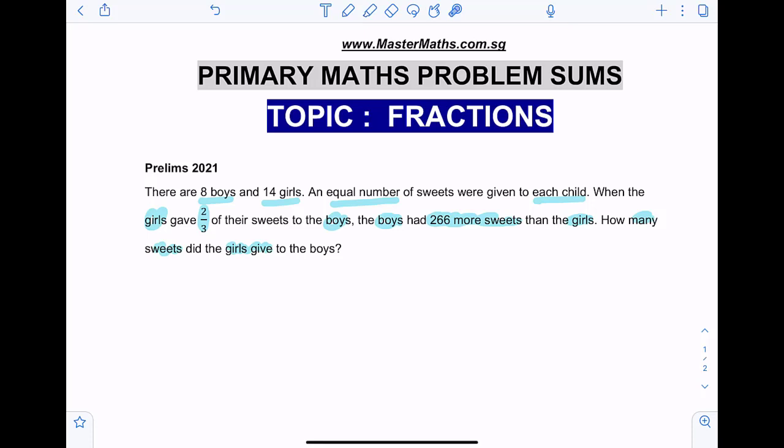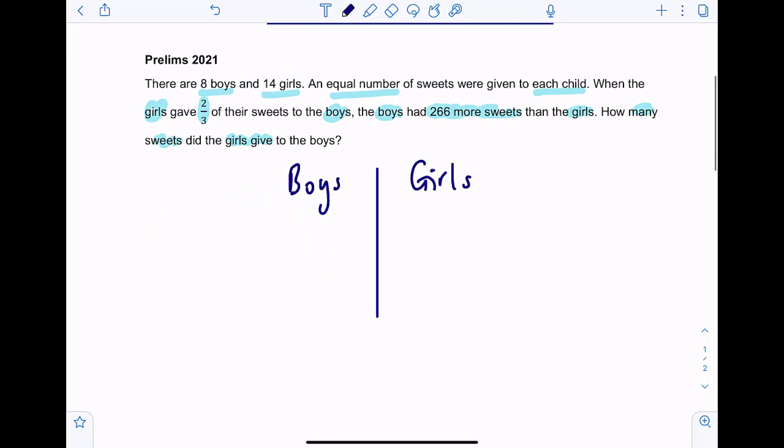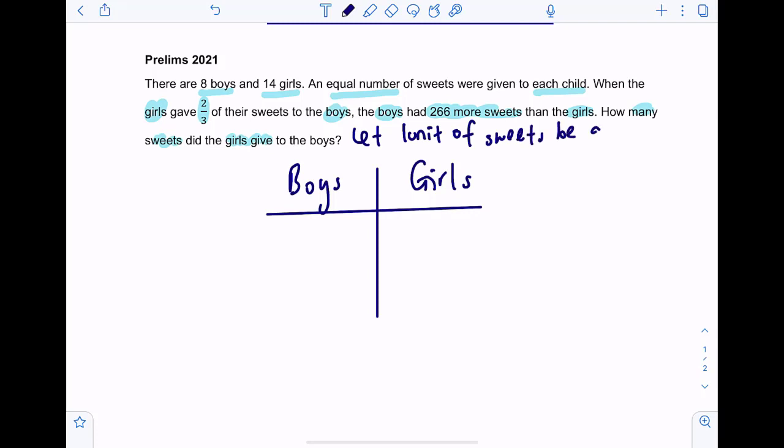Okay, now to do this question, we have to assign units to represent the number of sweets that each child received. So for the boys and for the girls, since there are 8 boys and 14 girls respectively, this means that we can let 1 unit of sweets be given to each child, right?